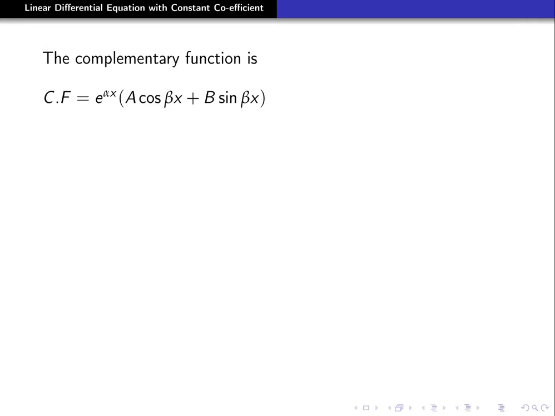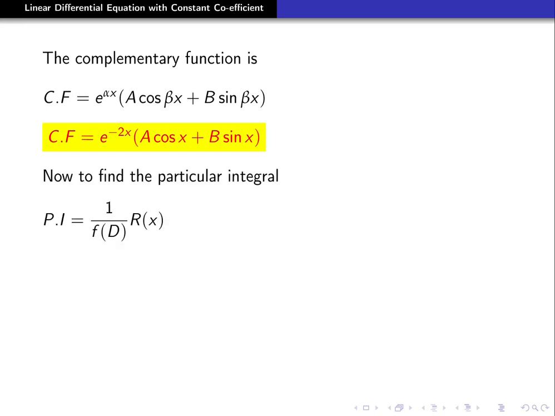So the complementary function is CF is equal to e power alpha x, (a cos beta x plus b sin beta x). So replace alpha and beta, we will get the complementary function is equal to e power minus 2x, (a cos x plus b sin x). Now to find the particular integral, the particular integral is equal to 1 by f of D into r of x.